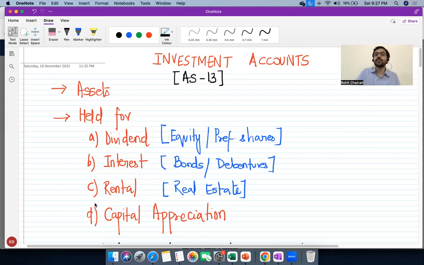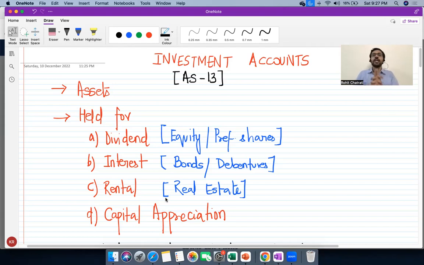They've also written rental income, which means if you have actually invested in a property for the purpose of giving it on rent, you have purchased the land and building, you don't want to occupy that land and building for your office purposes, but your intent is to actually give it to somebody else for the purpose of earning rental income. That is also covered as an investment. That is also treated as an investment.